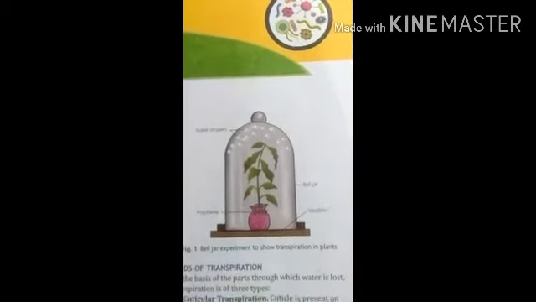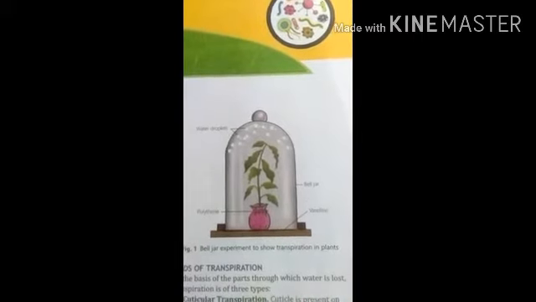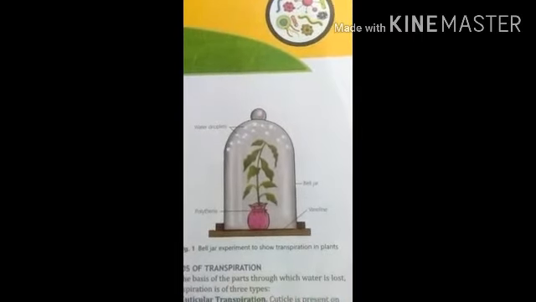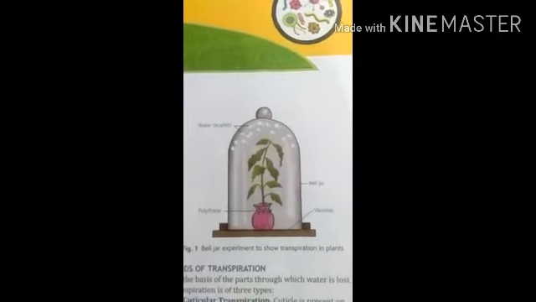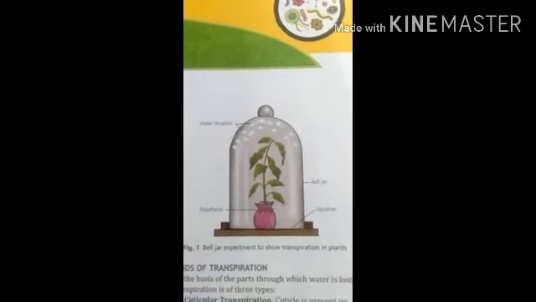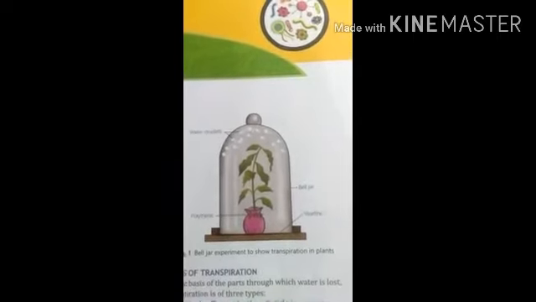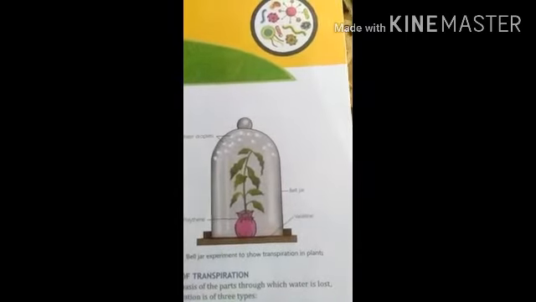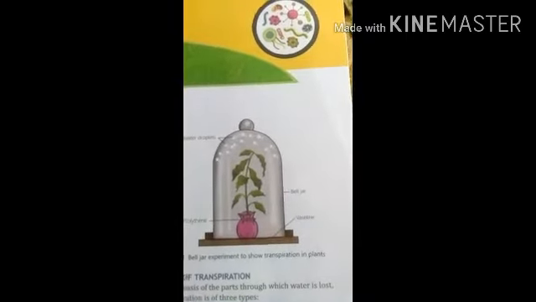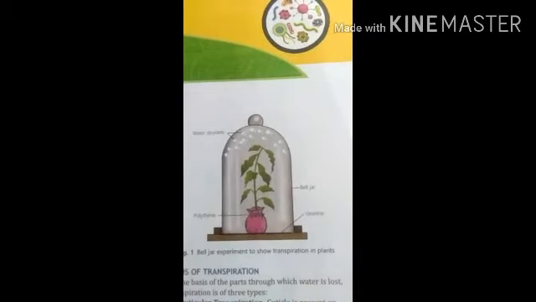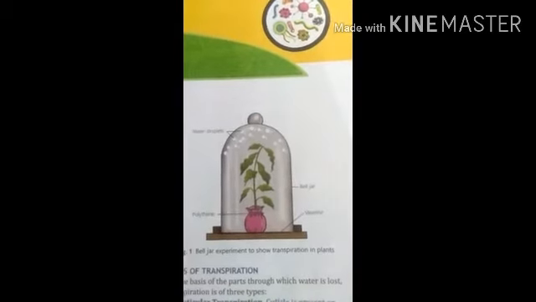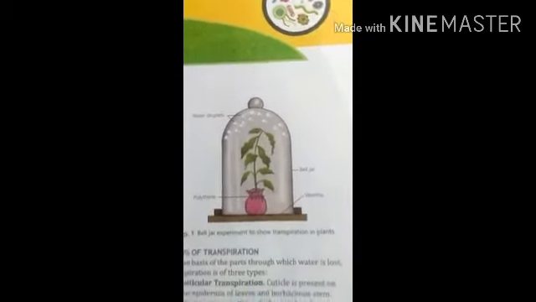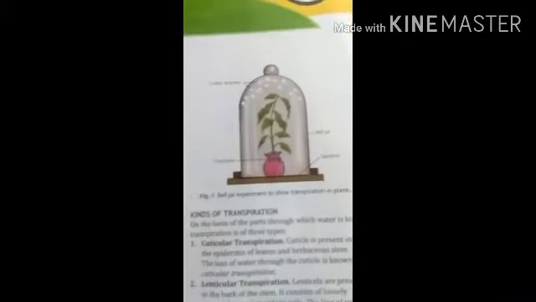After some time, you will observe that some water droplets can be seen on the inner side of the bell jar. Through this we can conclude that transpiration occurs from the plant. This is a very simple experiment conducted to show transpiration.